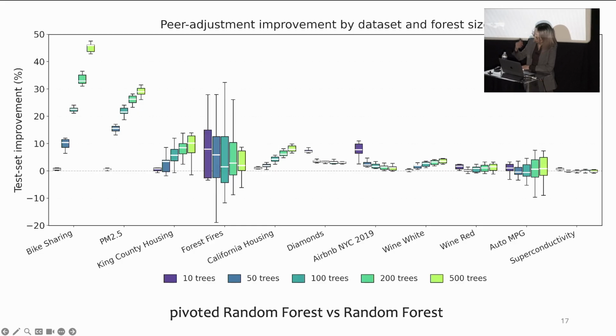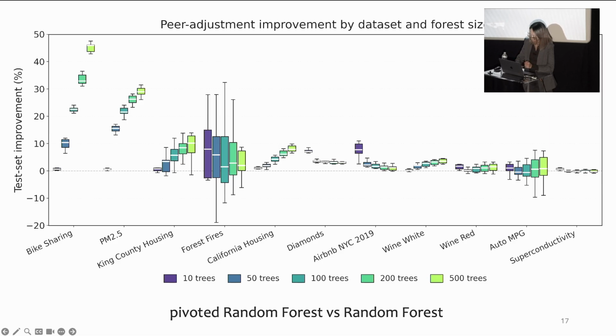Also for PM 2.5, same story, maybe even cleaner, because air quality measurements have a lot of shared seasonality and weather signal that every tree in the forest grabs onto. So pivoting is exactly the right tool for that.